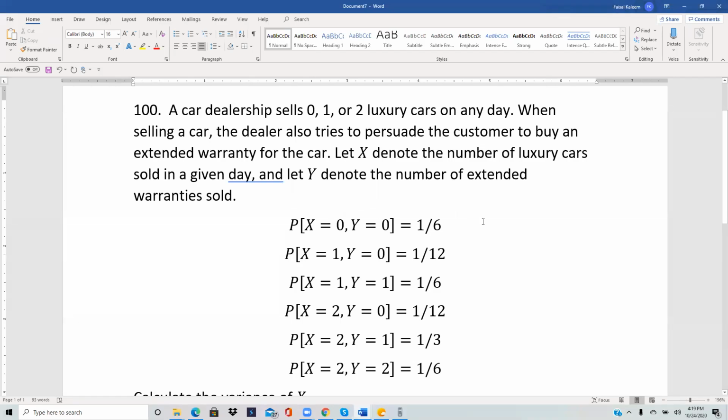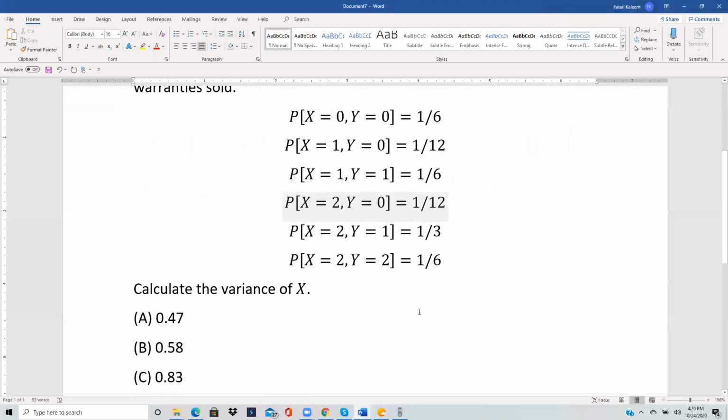A car dealership sells 0, 1, or 2 luxury cars on a day. When selling a car, the dealer tries to persuade the customer to buy an extended warranty. Let X denote the number of luxury cars sold in a day and Y the number of extended warranties. So we have this data. Calculate the variance of X.